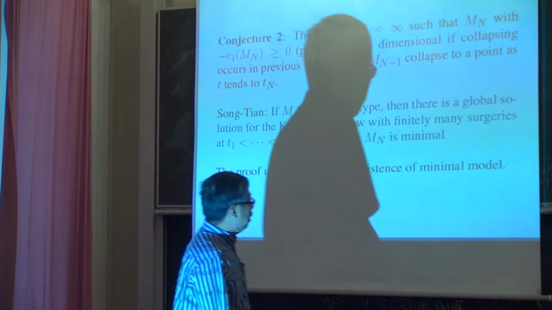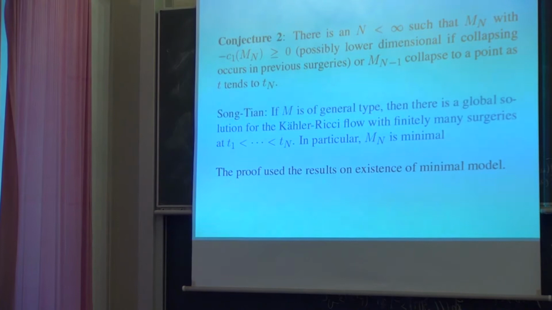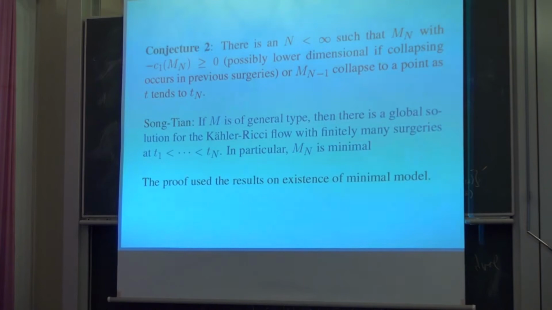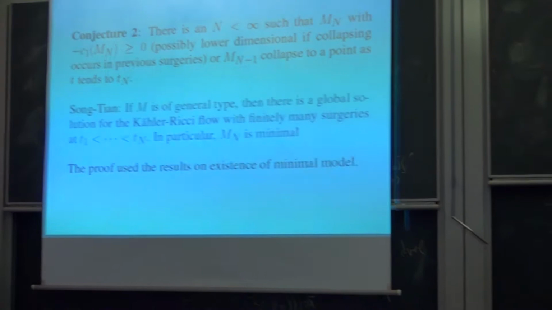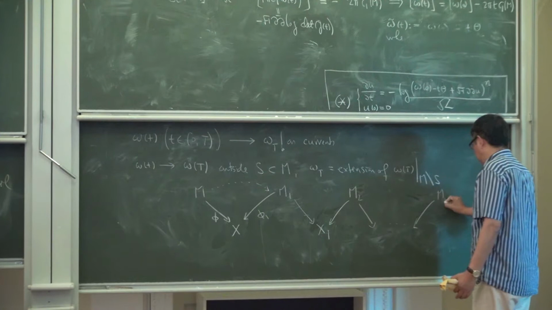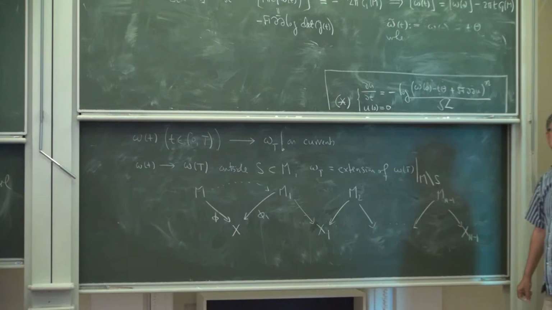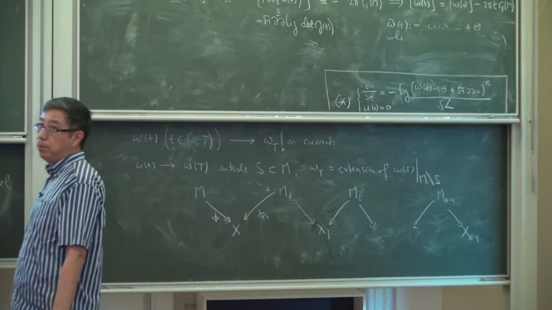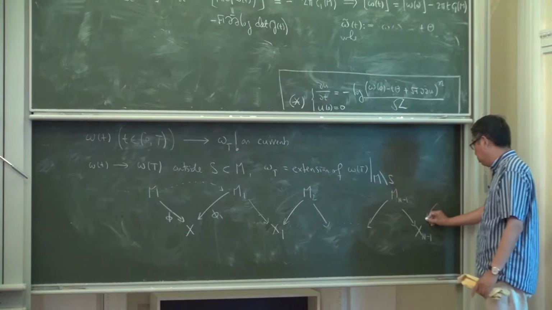So I start with M, then next time you do M2. Next time you do X1 and M2, and so on. Eventually you get Mn minus 1, which goes to Xn minus 1. In general, if I don't assume non-collapsing, then after a certain time it's problematic. So let's assume the non-collapsing case.